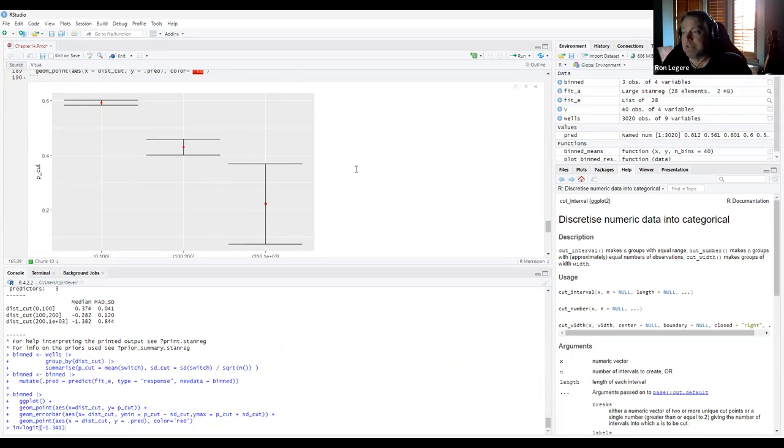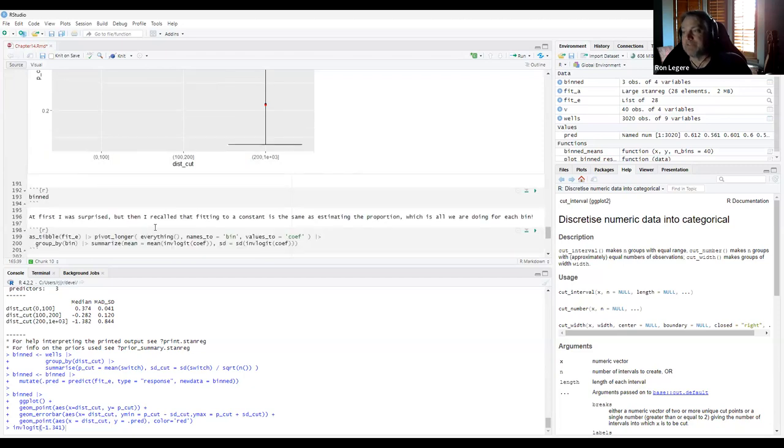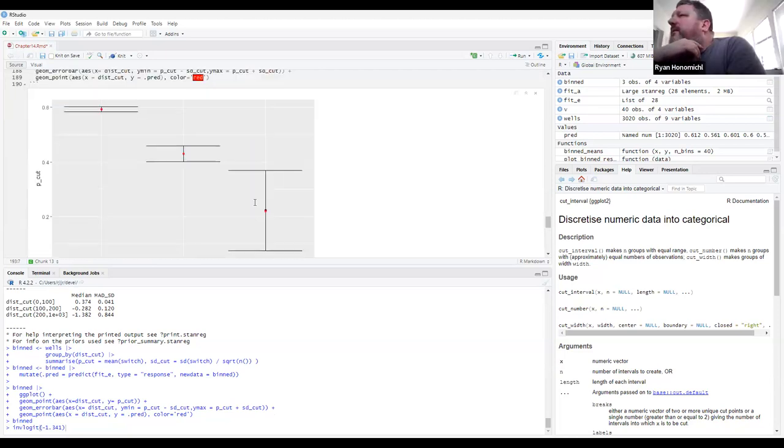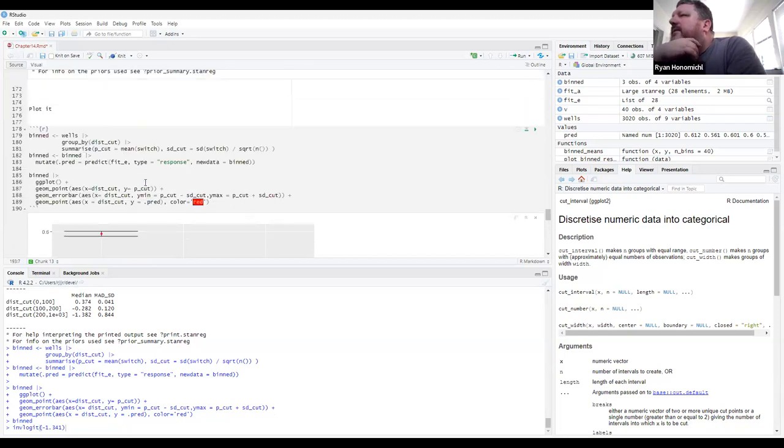So we're not really doing anything that interesting here. I said at first I was surprised by this, like, wait a minute, I remember that fitting to a constant estimates the proportion, which is what we're doing. So there's the proportions and the same numbers. Basically it's a 60% chance. Here's the prediction from the model, here's the average. The prediction takes the uncertainty into account a little bit, that's why it's slightly different.